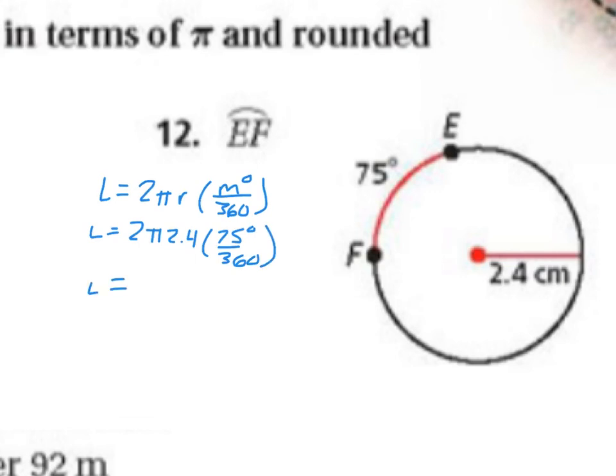And now we can multiply everything together except pi. So we have 2 times 2.4 times 75 divided by 360, which would give us 1. So here, in terms of pi, our answer would just be pi centimeters, because we need our unit. And then our length rounded to the nearest hundredth would be 3.14 centimeters.